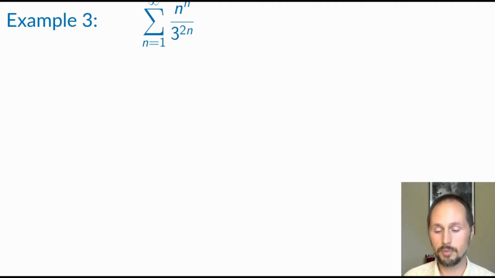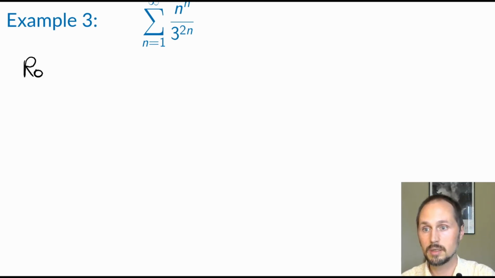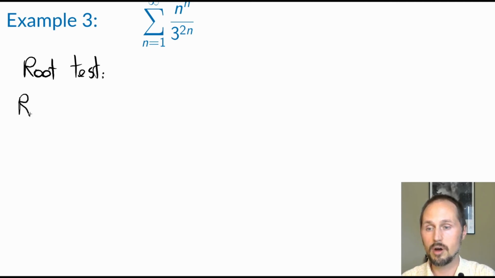So here for example 3, we're going to take the sum n equals 1 to infinity of n to the n divided by 3 to the power 2n. So this one, again, we're going to hit it with the root test. And here we're going to have this r, which is going to be the limit as n goes to infinity of the nth root of all of that stuff. So here we're going to get n to the n over 3 to the 2n.